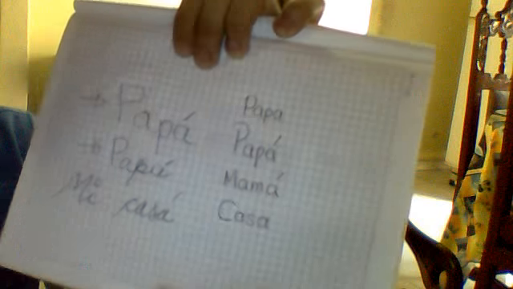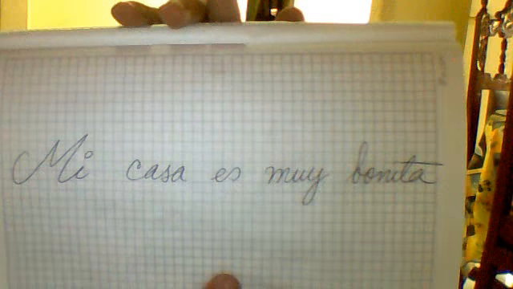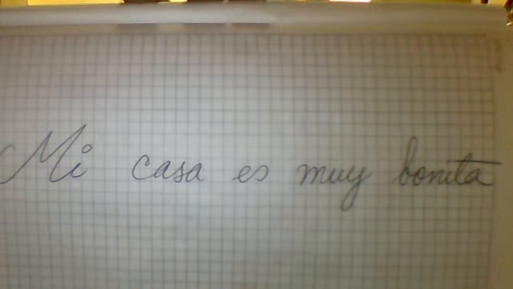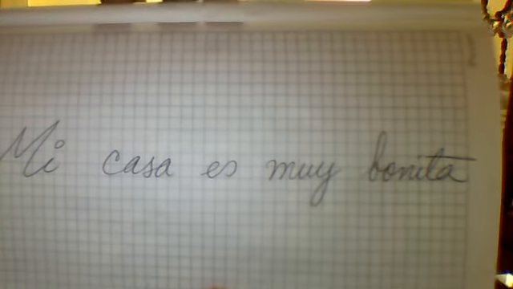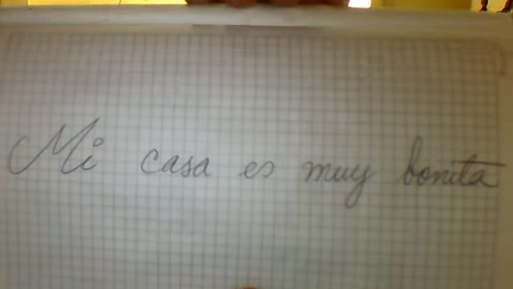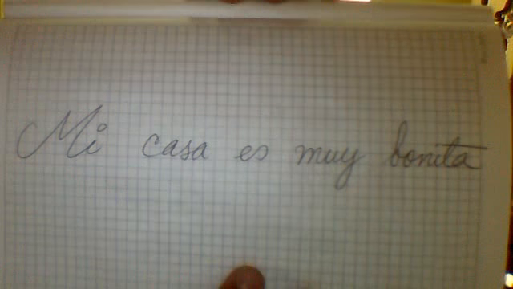But do you want to write this way? For example, like this. Mi casa es muy bonita. My house is very pretty. As you can see now, the letters are attached to each other. They are connected. This is it, because now here I wrote in italic letters. So if you want to learn how to write like this, then this is the class.